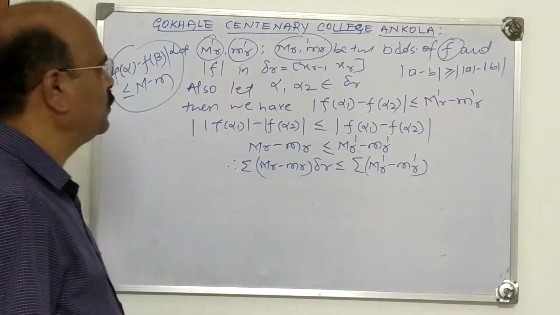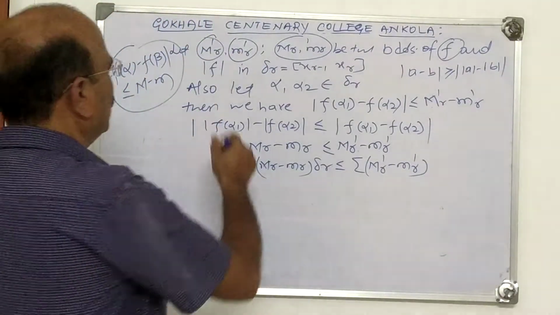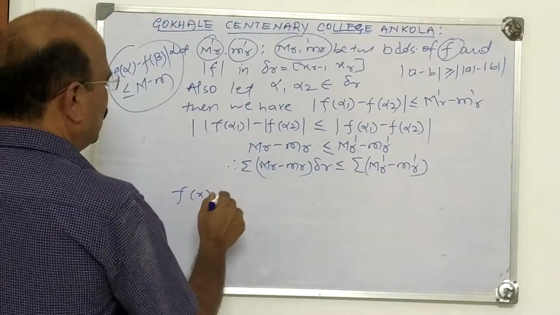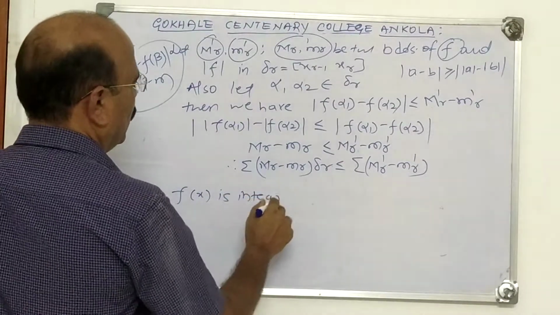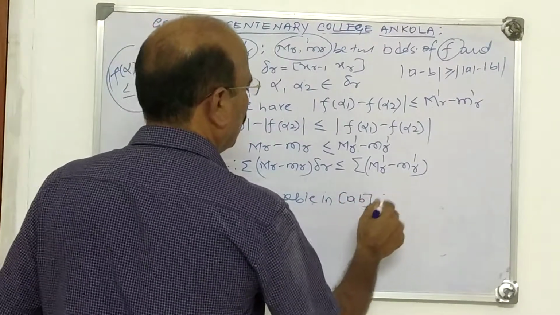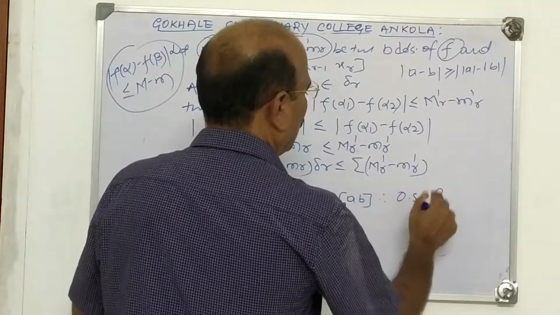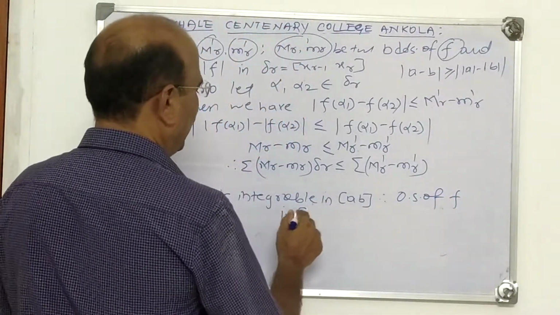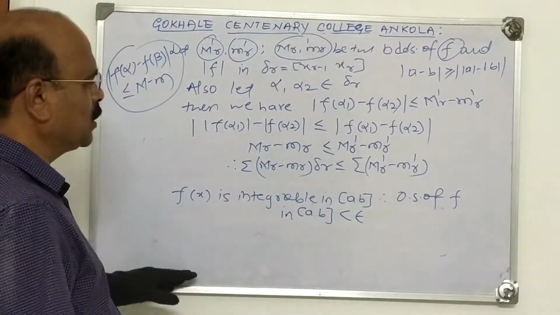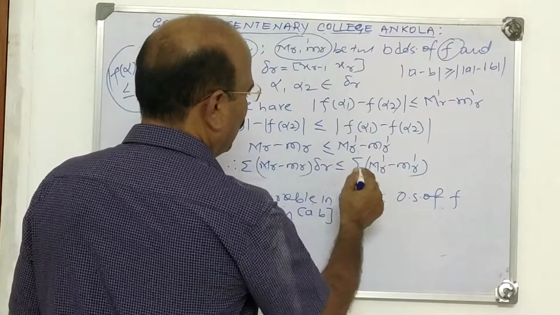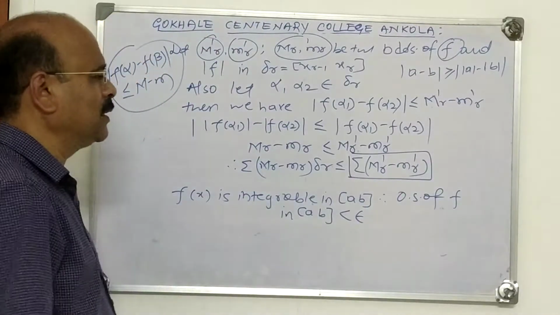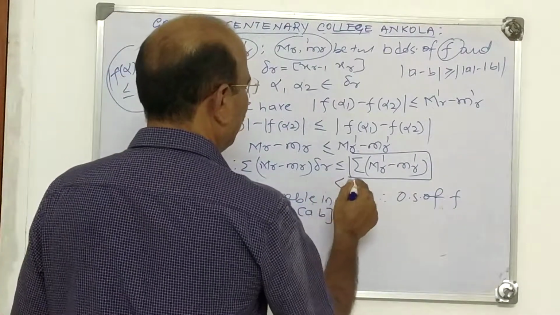But what is given? It is given that f(x) is bounded and integrable in AB. Therefore, the oscillatory sum of f in AB is less than epsilon. What is the oscillatory sum of f in AB? It is sigma of (Mr dash minus mr dash) delta xr, and it is less than epsilon.